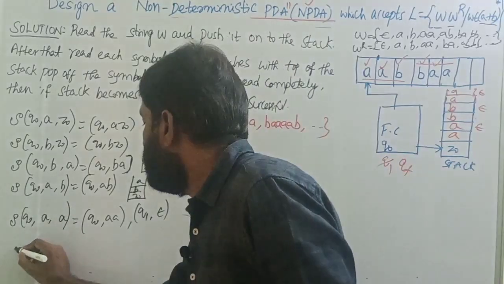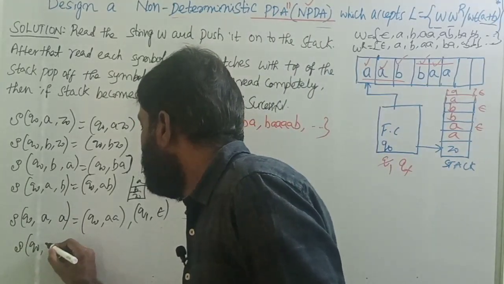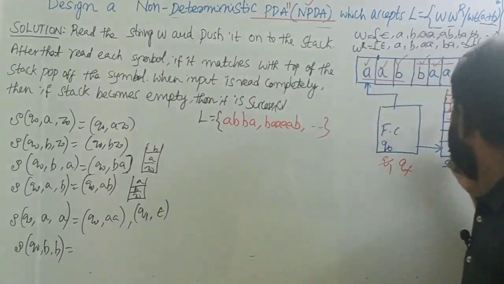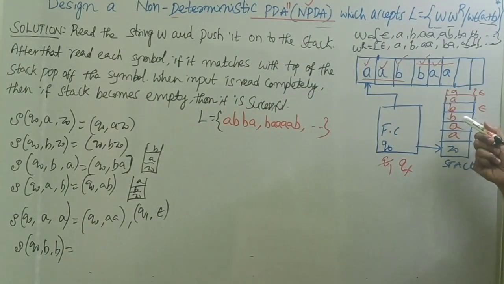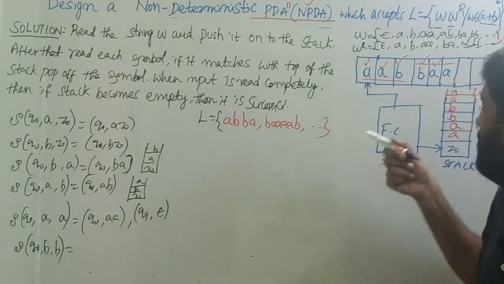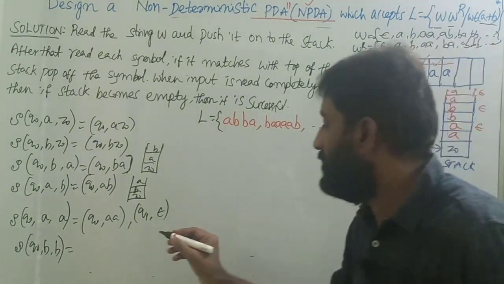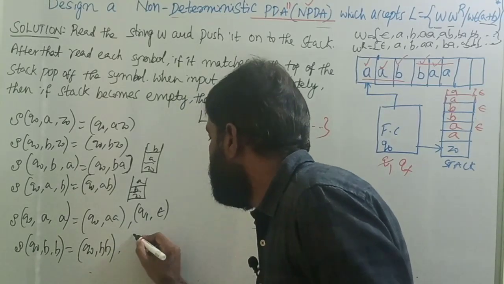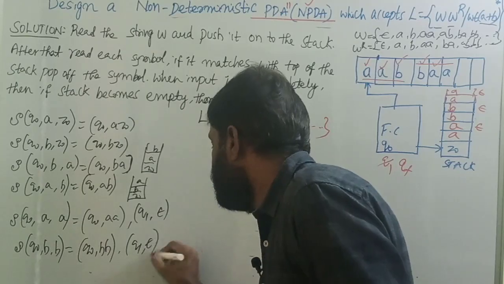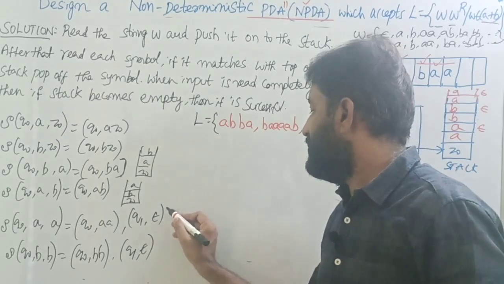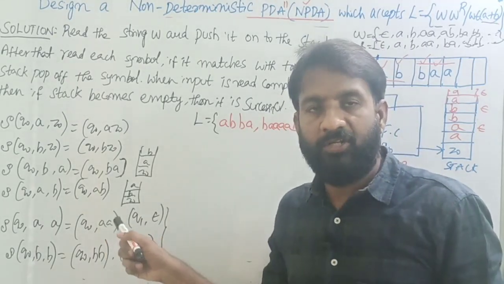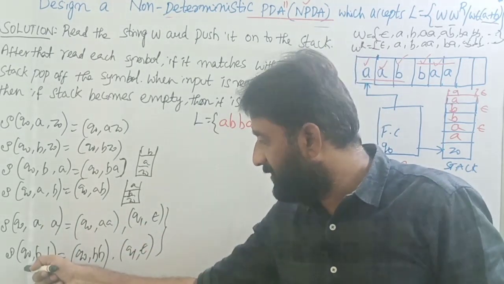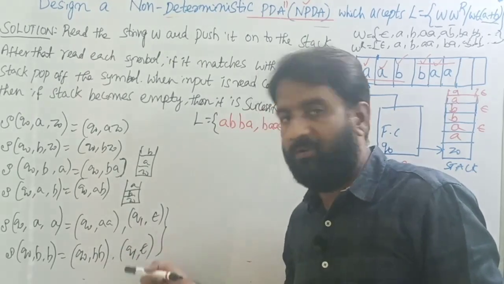Then next one, transition of Q0, input symbol is B, top of the stack is B. So I told you, if input symbol is B and top of the stack is B, add B onto the stack is one option, otherwise do the pop operation. So that equals Q0, B, and another option is Q1, comma, epsilon. These two transitions make this design a non-deterministic push-down automata. For a single transition we have more than one move.